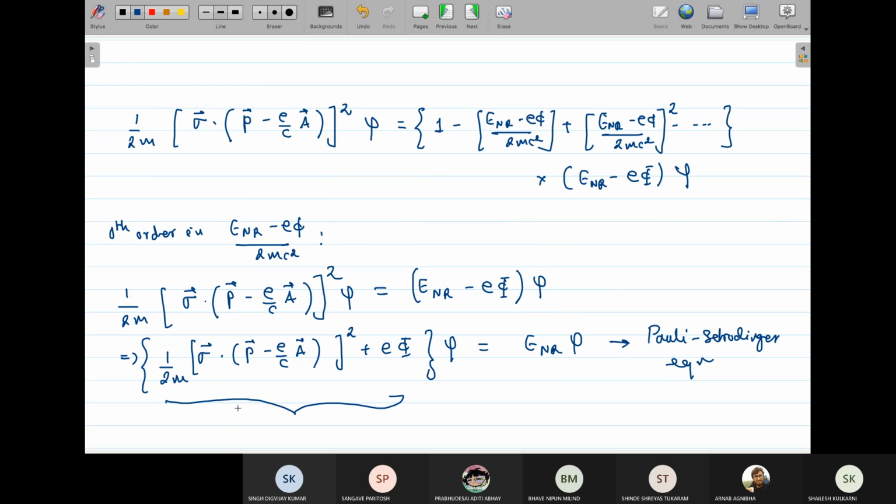Okay? So the non-relativistic limit of the Dirac equation in the presence of an electromagnetic field is the Schrodinger-Pauli equation. Is this clear? So we are on the right track. The non-relativistic limit of the Dirac equation produces the known result in your usual non-relativistic quantum mechanics.